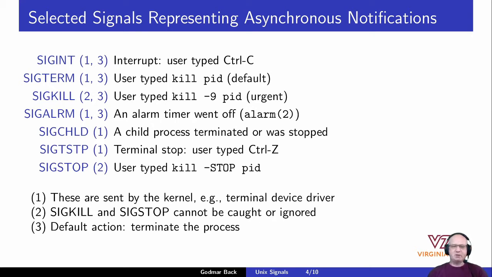So the question is who sends some of these signals, right? Some of these are sent by the kernel itself. When you type Control C, the kernel will recognize that you typed that and send this signal. Others are sent when a user types a command on the command line and wants to send that signal to another process. Notice the terminology here. Kill is used because one of the most common uses for signals is to terminate or kill a process.